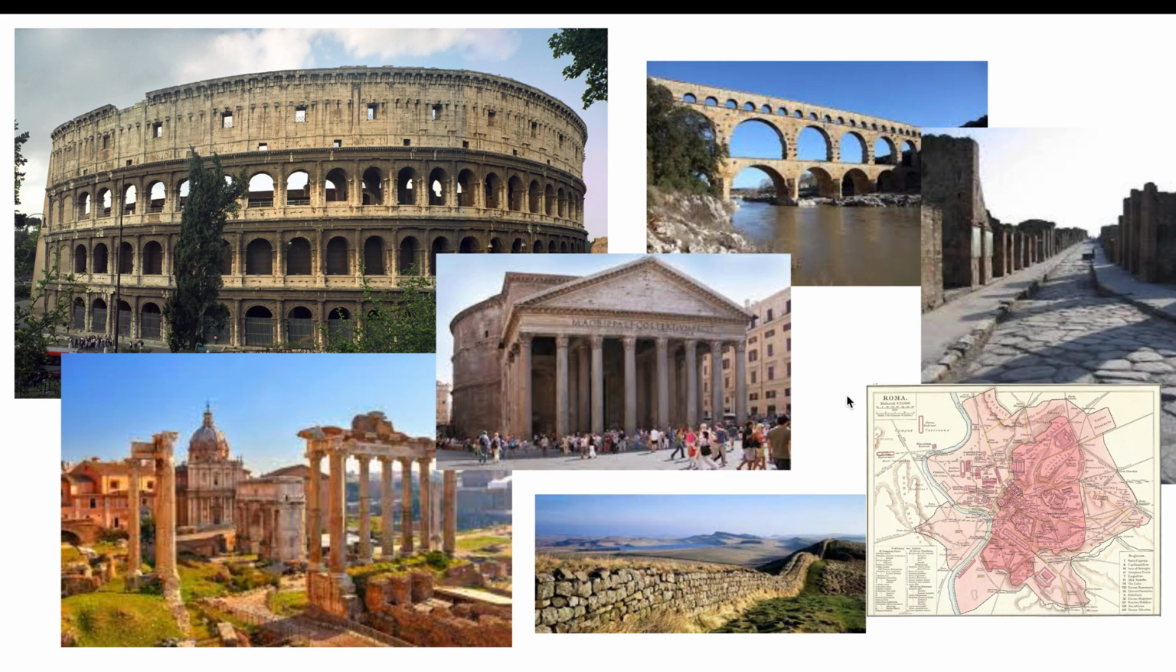Again, some pictures here, that Roman road, some aqueducts, the Pantheon, the Colosseum. Really, really incredible. This is a map of Rome, what Rome looked like with the defensive walls. This is Hadrian's Wall, which is in England. So all of these buildings and roads still exist today, which shows how incredible the Romans were at making these structures.